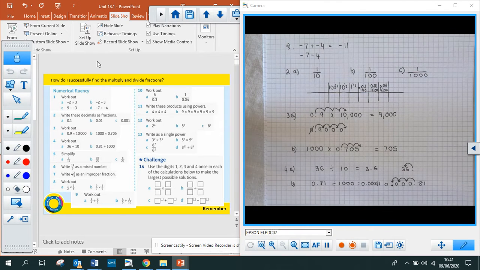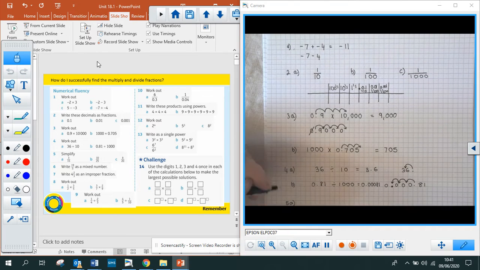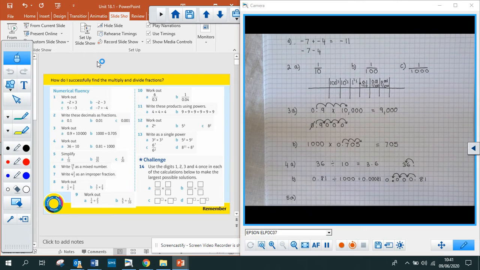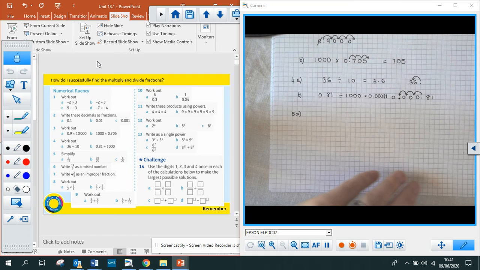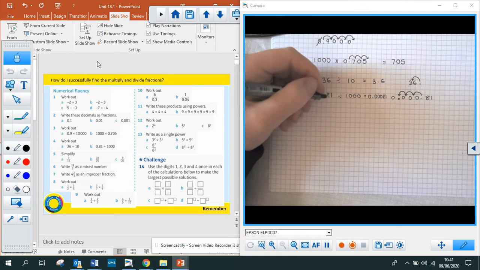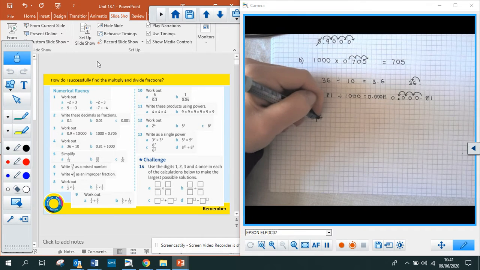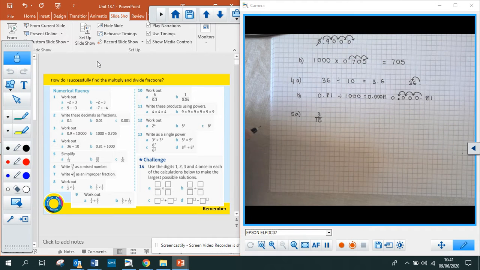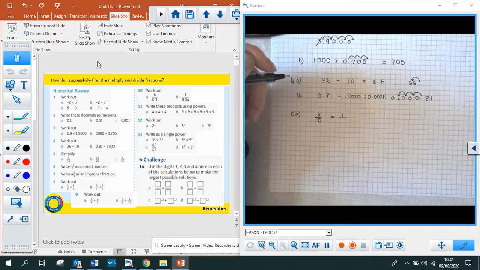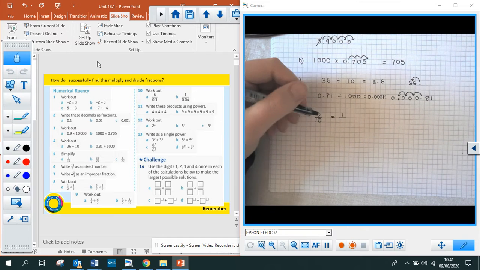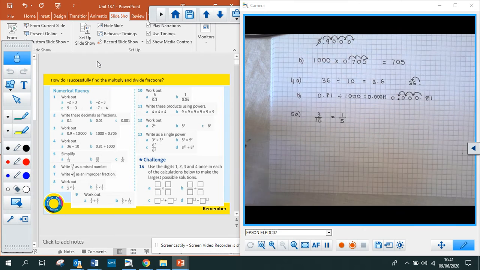Okay, so 5. For 5A, we're simplifying. Let me just move this up 1 second. For question 5, we are simplifying some fractions. We've got 3/15 to simplify. Okay? Both numbers are divisible by 3, so I'm going to divide them both by 3. 3 divided by 3 is 1, and 15 divided by 3 is 5. So you should have 1/5 for 5A.